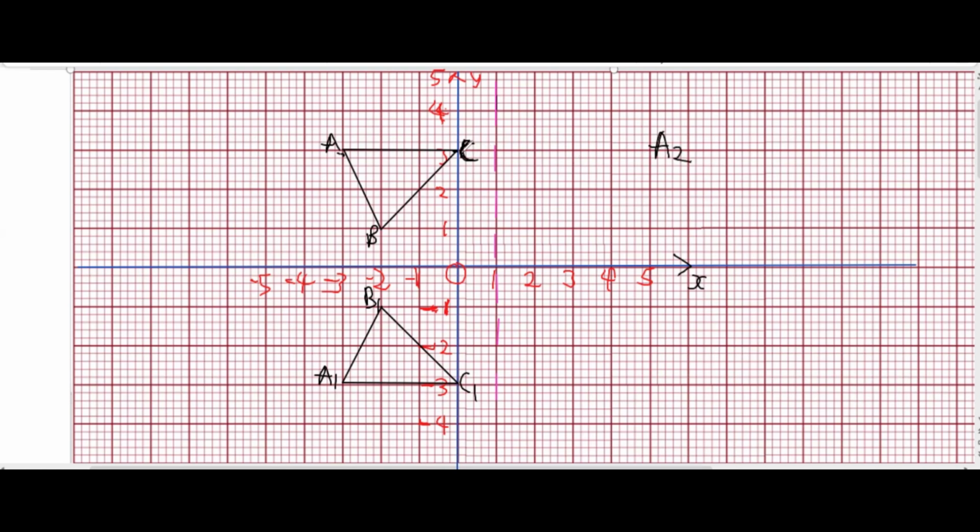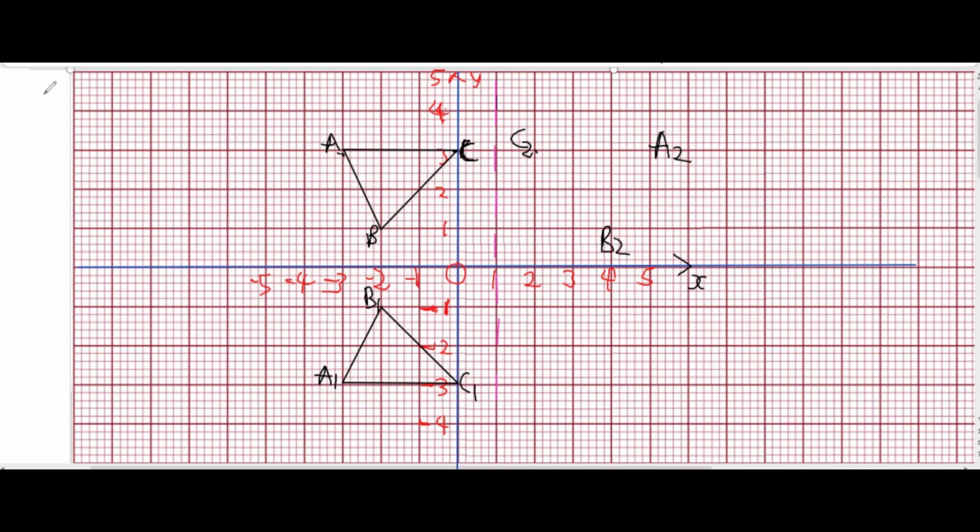Then for C, how far is C from that position? It is just 1 unit to the left. So it will come 1 unit to the right. That is C2 here. And for B, from this place, 1, 2, 3. So to come from here, 1, 2, 3. So B2 will come to this place.